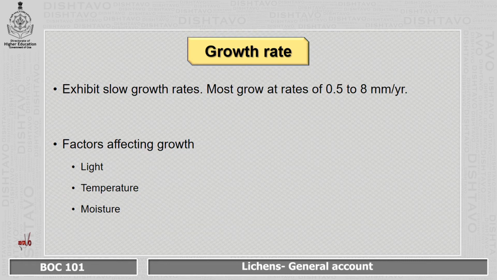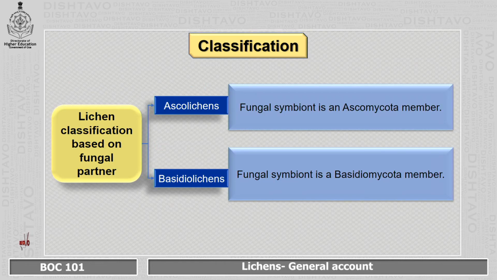The growth rate of lichens. Lichens exhibit a very slow growth rate. Most of the lichens grow at the rate of 0.5 to 8 millimeters per year. Their growth rate is affected by factors such as light, temperature and moisture. Now, let us discuss the classification of lichens.